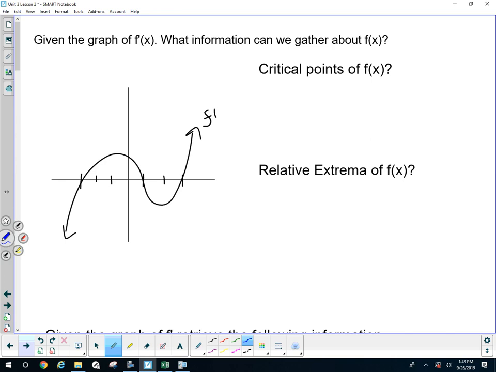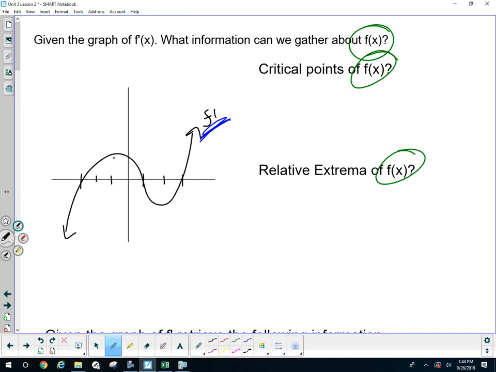Okay, ready? I'm giving you the graph of f prime, and I'm asking you questions about f. The questions are about f. I don't give you f. Hold on, this is important.